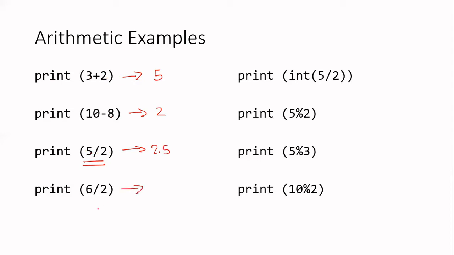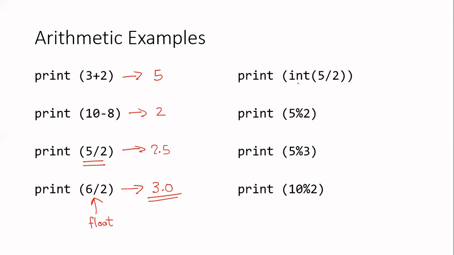What is 6 divided by 2? We know 6 divided by 2 is 3, but it's going to return 3.0. So what's important for you to take note of is that when you are performing division, it always returns the answer as a float. Even though 6 divided by 2 is 3, it returns it as a real number, and it puts a point in it, giving you 3.0.